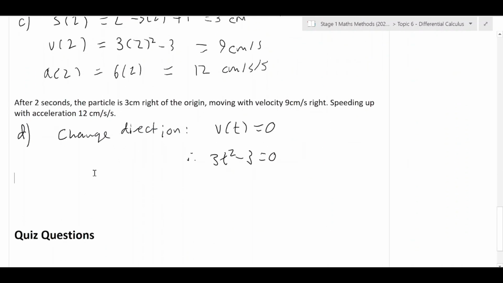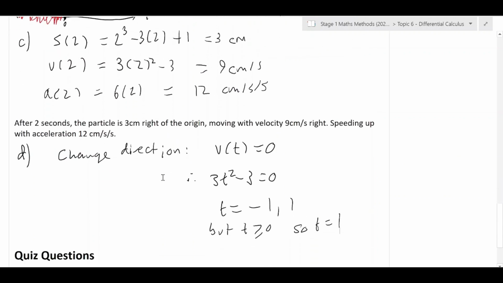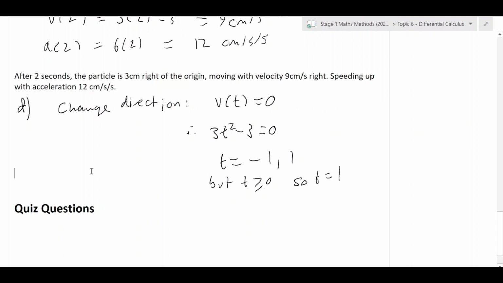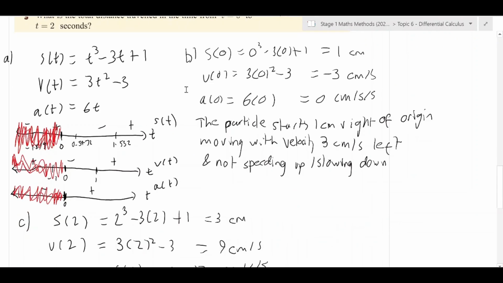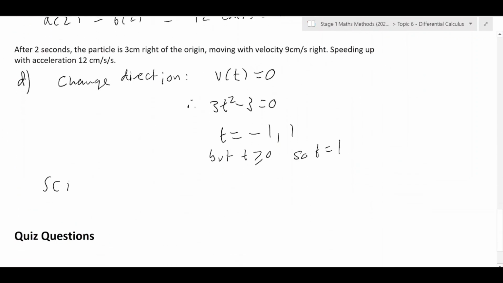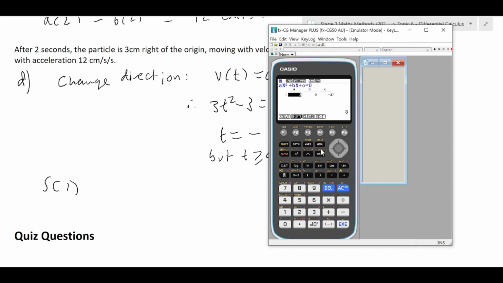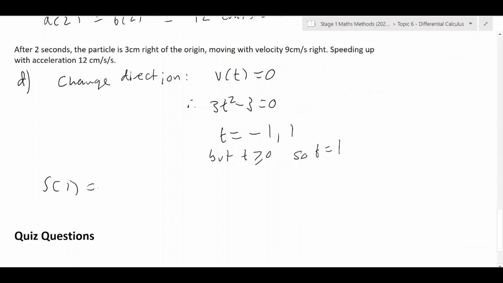Anyway, so to solve 3t squared take 3 equals 0, we just did it. So t equals -1 or 1, but t is positive, so t equals 1. That's when it changes directions, at t equals 1. And the question did ask for where it changed directions as well. Find the position of the particle when it changes directions. So s of 1 is going to be, and what we can do is actually just look back on our graph. Rather than trying to sub in the number, what we can do is trace at 1. So trace at 1, and you get -1. So s of 1 equals -1 centimeters.